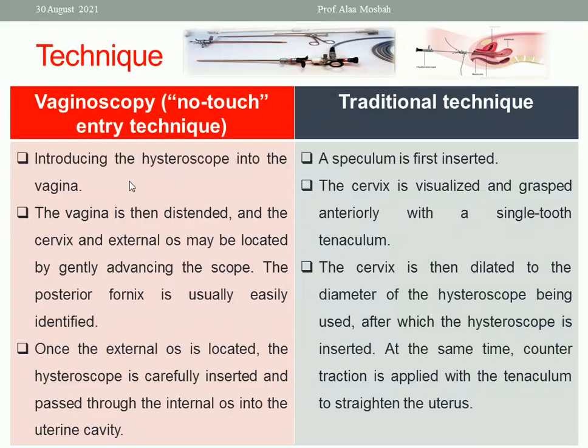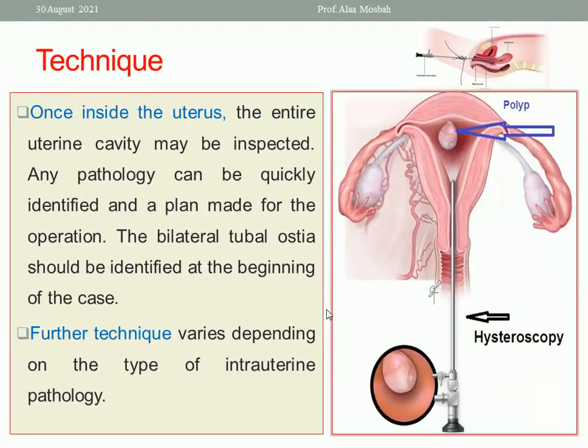Then insert the hysteroscope through the cervical canal until reaching the uterine cavity, while you are holding the anterior lip of the cervix with a cervical tenaculum to straighten the uterus and facilitate the insertion of the hysteroscope inside the cavity. Okay? Now you are inside the uterine cavity.